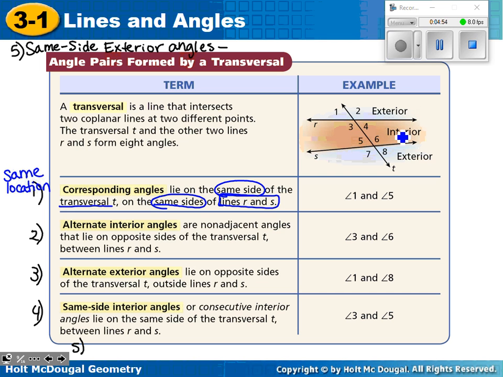What other angles would be corresponding? Okay, 4 and 8 would be corresponding. I'm going to write that over here. Angle 4 and angle 8. What other angles? 2 and 6. Those are both above the lines and to the right of the transversal. What else?